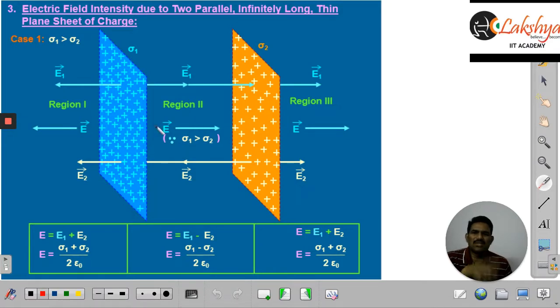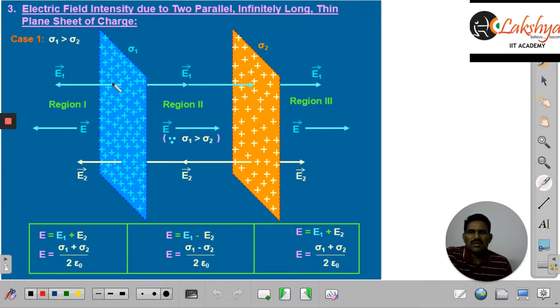Now here we define three regions: region 1 on the left side of the two plates, region 2 in between the two plates, and region 3 outside, on the right side of these two planes. We need to write the resultant electric field in those three regions. Let us consider region 1.